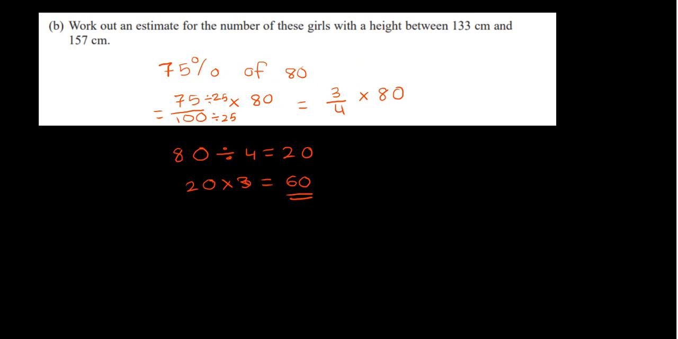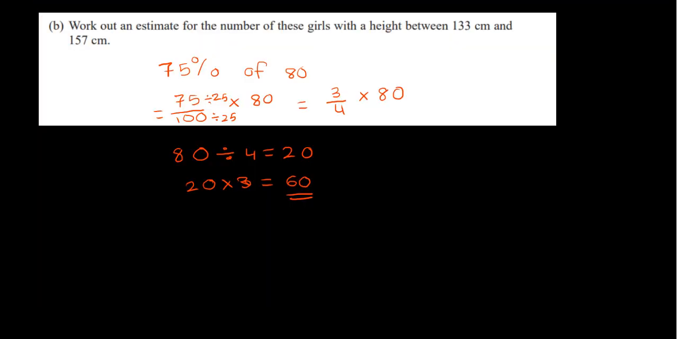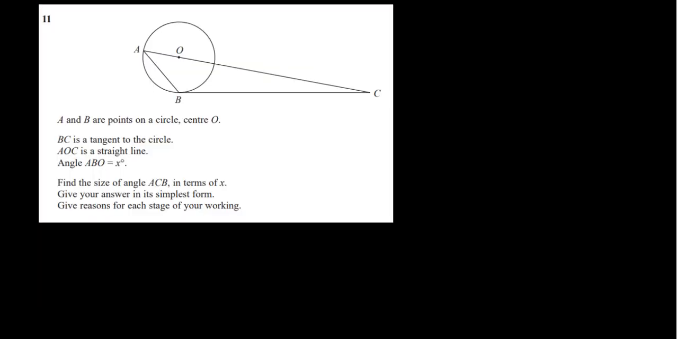Okay, how do I know that? If I go back here, so this distance is the top 25, this is the bottom 25, this is the middle 50. So if I do the bottom 25 plus the middle 50, that gives me 75%. So 75% of 80 should have occurred by then. That's 60. Alright, next question, question number 11.